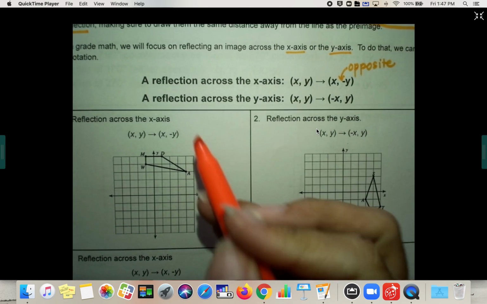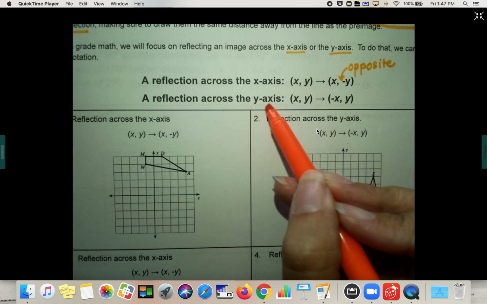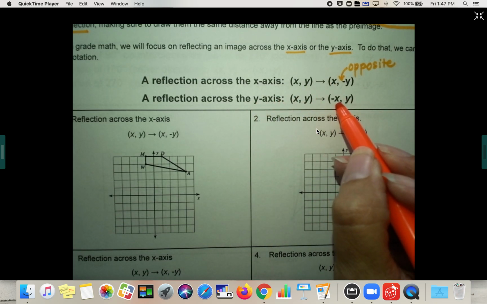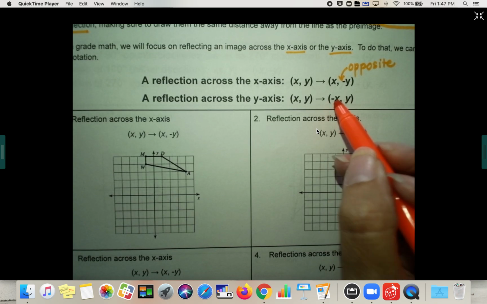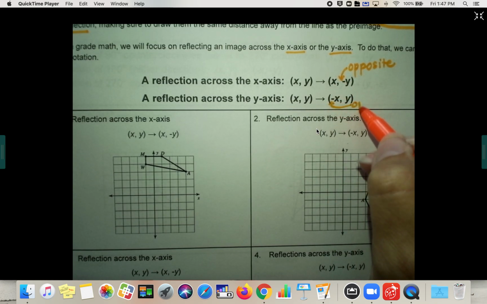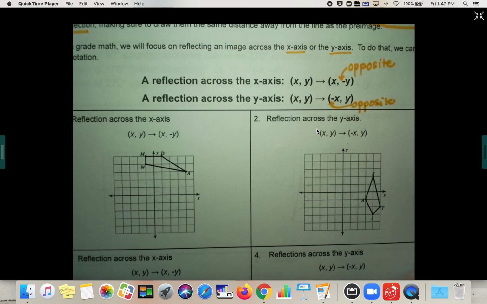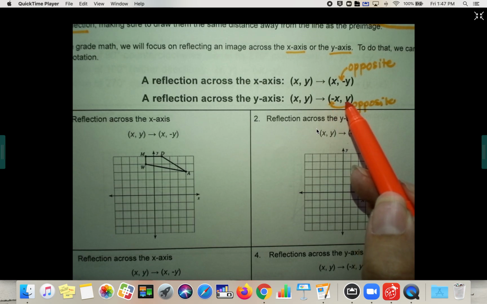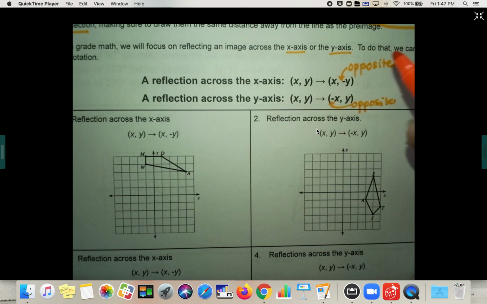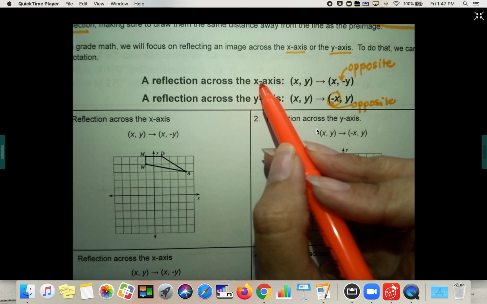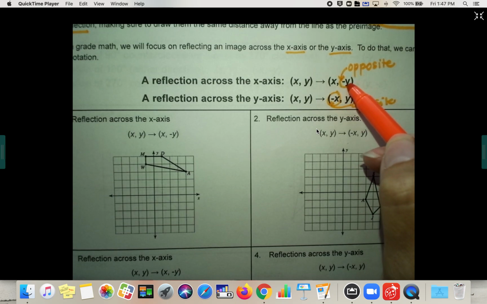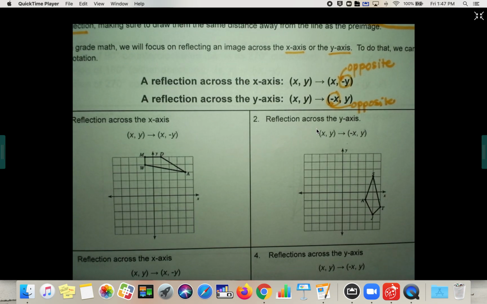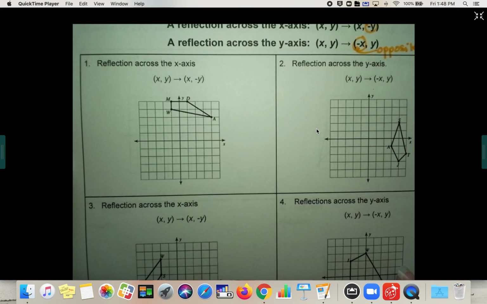Okay? If it's a reflection across the y-axis, then y actually stays the same and x becomes opposite. So opposite x. So for example, if this was (2, 3), it would be (-2, 3). Okay, y stays the same. X is the only one that becomes opposite. When it's a reflection across the x-axis, x stays the same, y is the only one that becomes opposite. Okay? All right, let's try a few, and I think you'll be able to catch on.